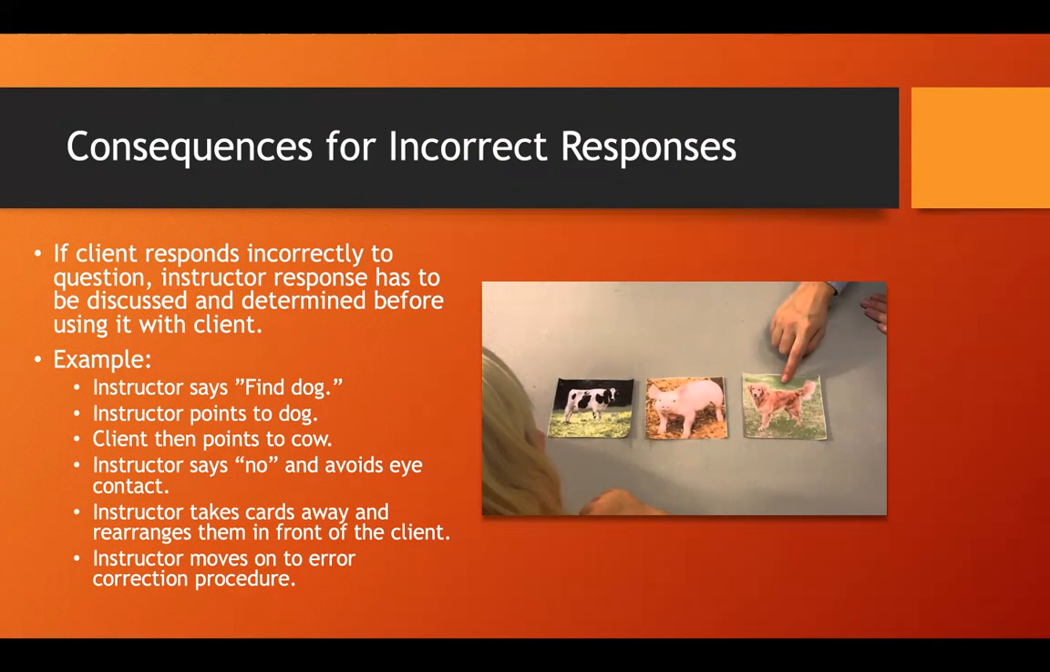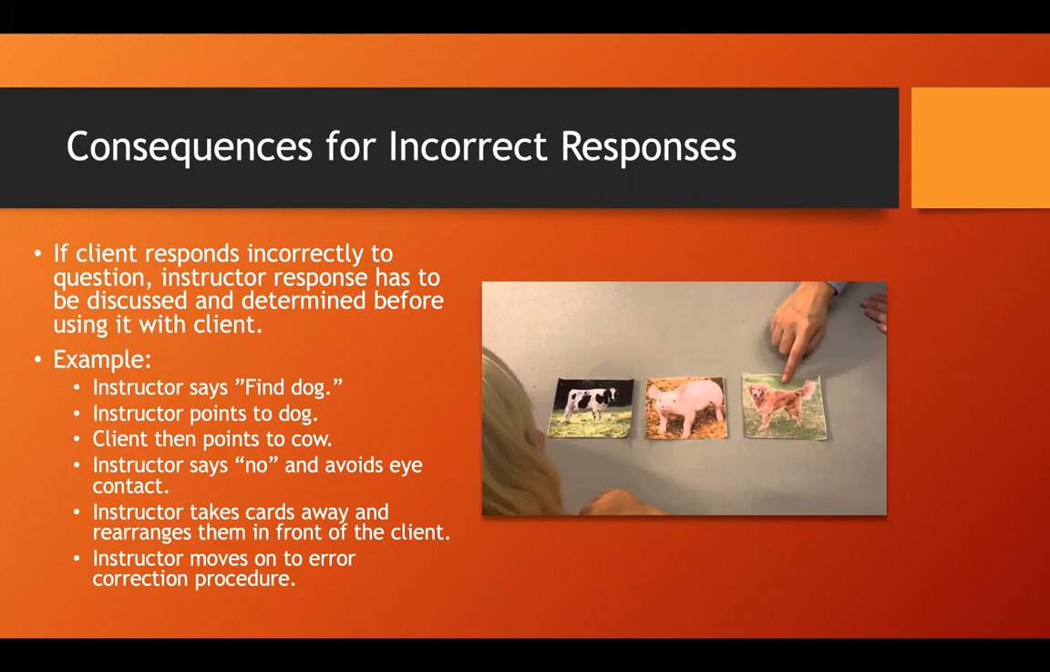So just make sure all of you are on the same page about how exactly you want to respond to the client and how you want to handle this appropriately. For this specific example, we are going to avoid eye contact and tell the client that that's incorrect by saying no, then restart the trial and increase the prompting level.